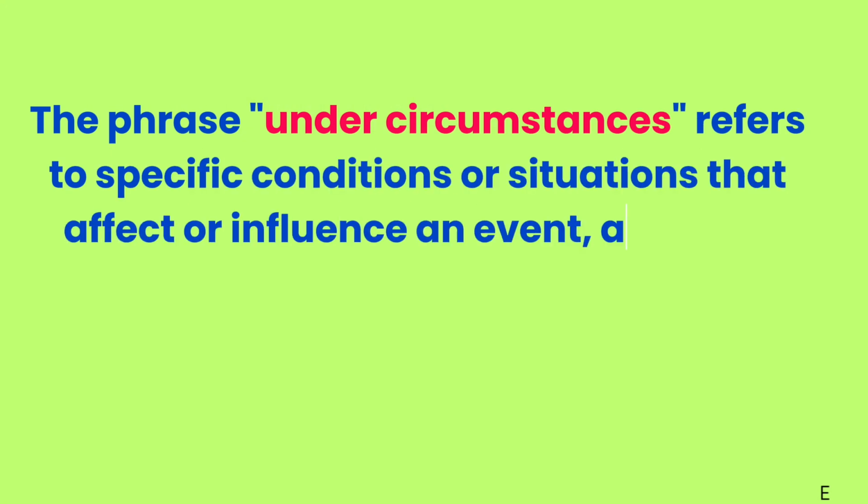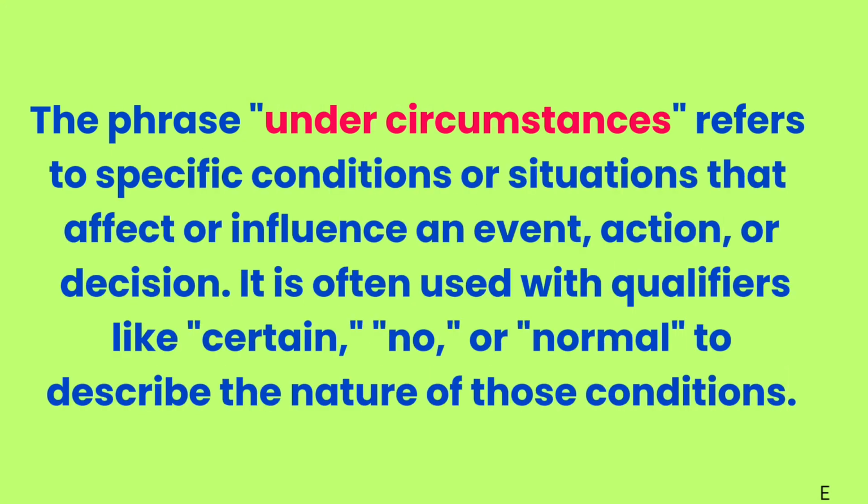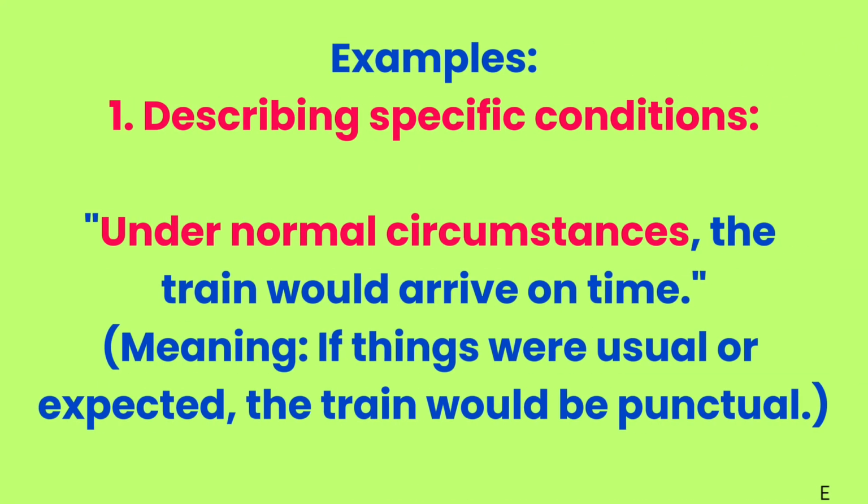Under circumstances. The phrase "under circumstances" refers to specific conditions or situations that affect or influence an event, action, or decision. It is often used with qualifiers like "certain," "no," or "normal" to describe the nature of those conditions. Examples. 1. Describing specific conditions. Under normal circumstances, the train would arrive on time. Meaning, if things were usual or expected, the train would be punctual.